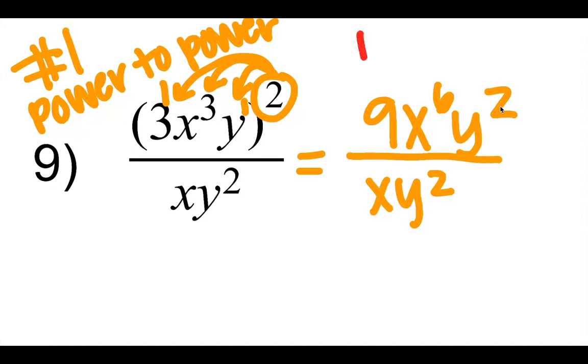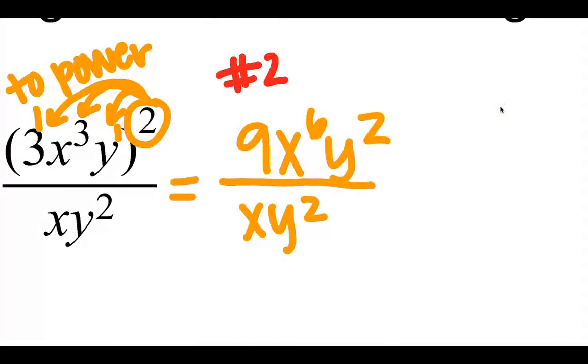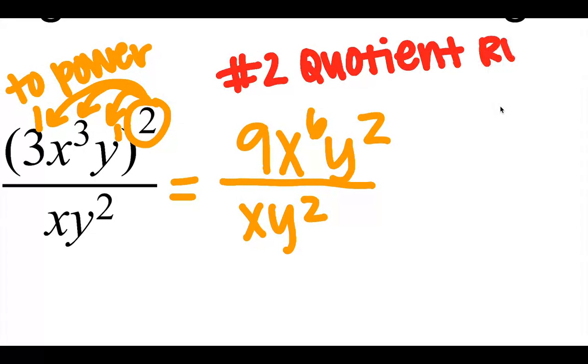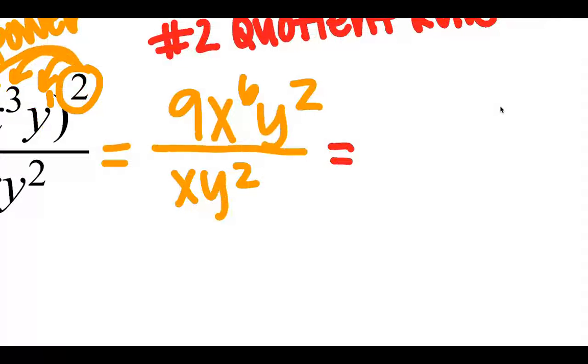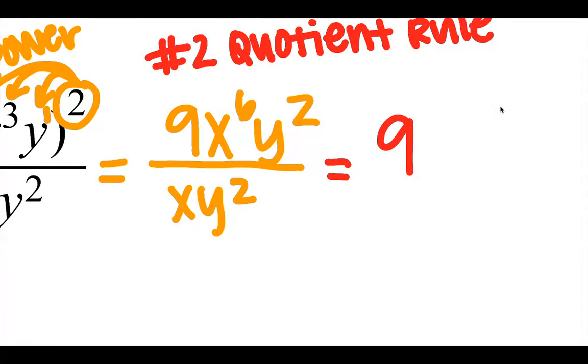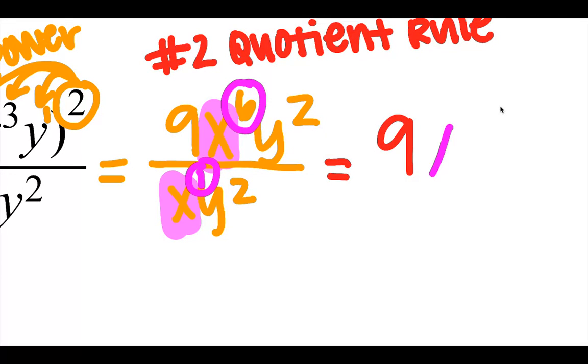Then, rule number 2 is the quotient rule. Okay, so now we're dividing. I'm going to divide the numbers out, which there are no numbers, right? It's just 9, so 9 is going to stay. Then I'm going to take the x's, okay? Let me get a different color. X is my base. Sorry, you can't really see that. And I've got a 6, and there's nothing here, so I know it's a 1. So I've got x, and I've got 6 minus 1, which is 5. Okay, y to the 2.